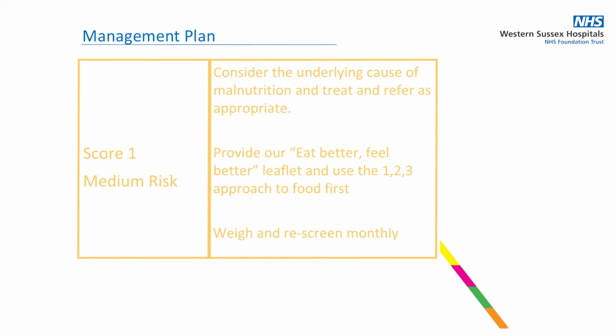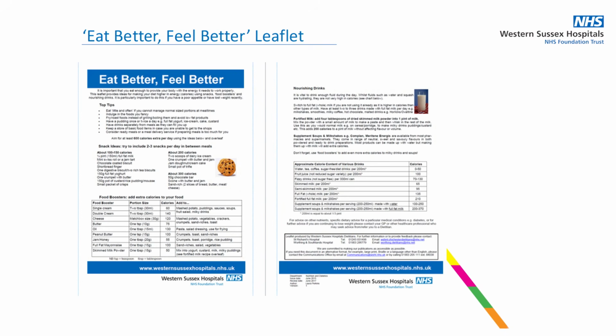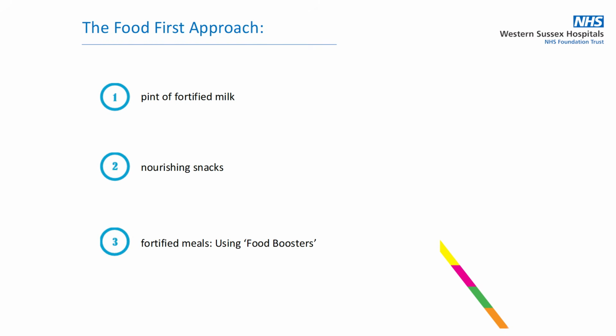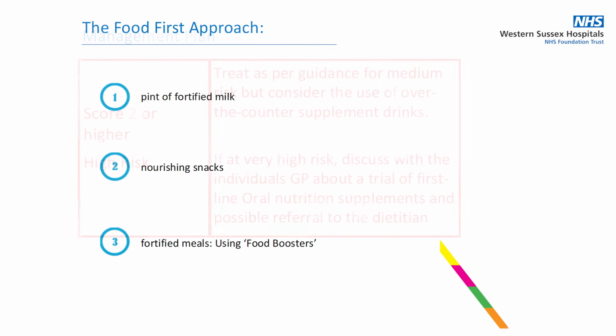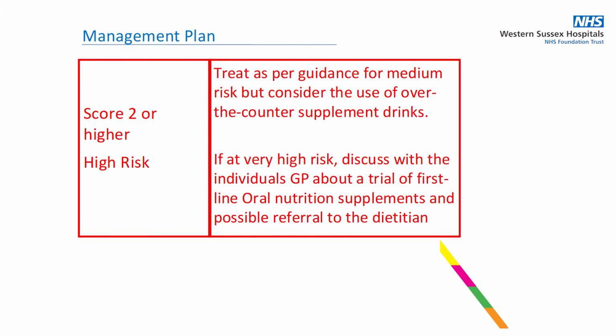A score of 1 indicates that a patient is at medium risk of malnutrition. Consider the underlying cause of the malnutrition and treat and refer as appropriate. Provide our Eat Better, Feel Better leaflet and use the 1-2-3 approach to food first. Weigh and rescreen monthly.